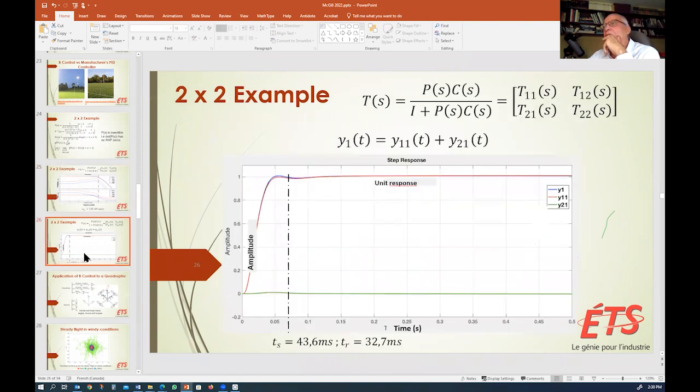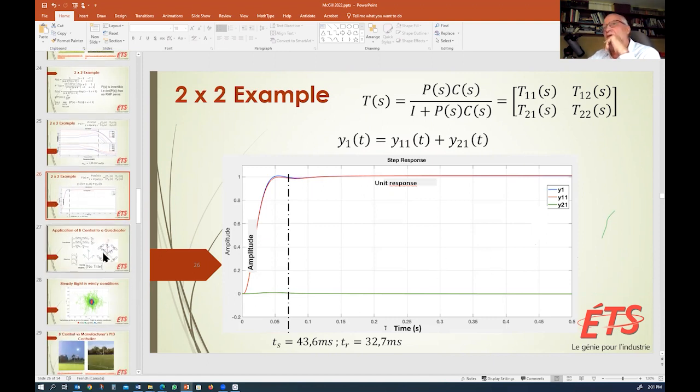Let's look now at the time domain. At the time domain, this is what happened here. Again, this is the Y11, and this is the Y21. That means that I'm getting also a time domain response which is perfectly diagonal. The transmission is an ideal transmission at both outputs.